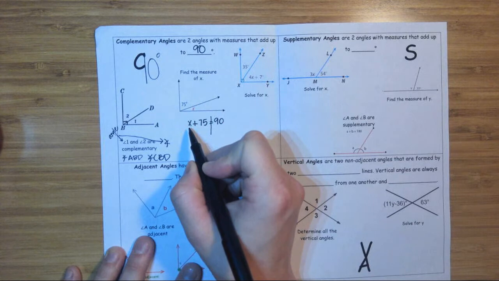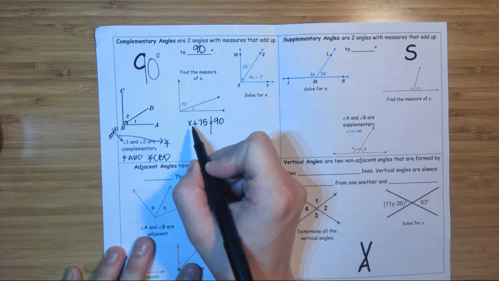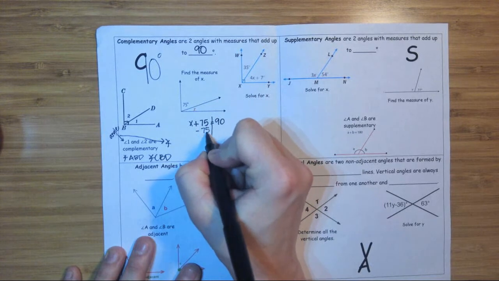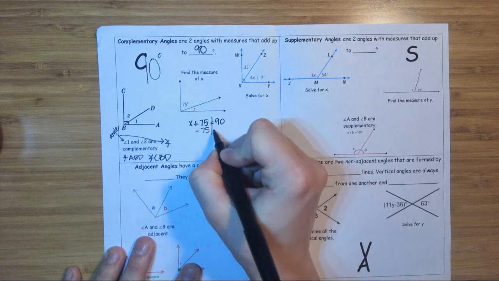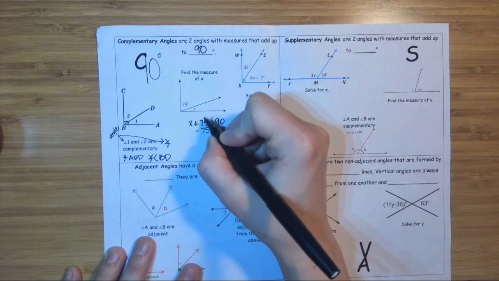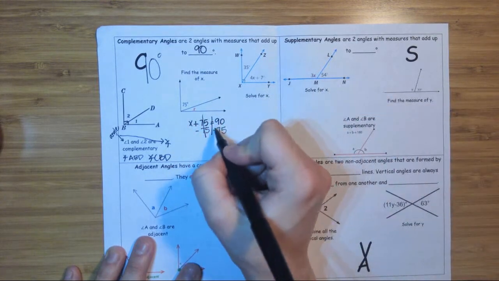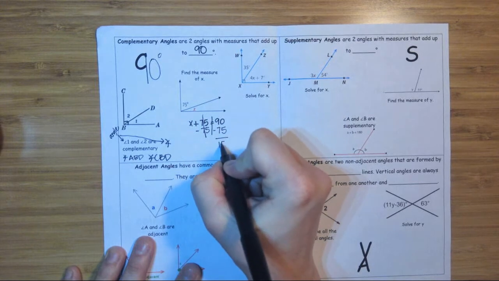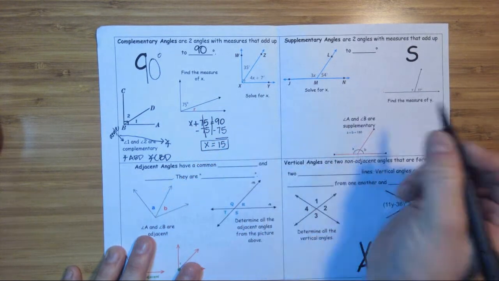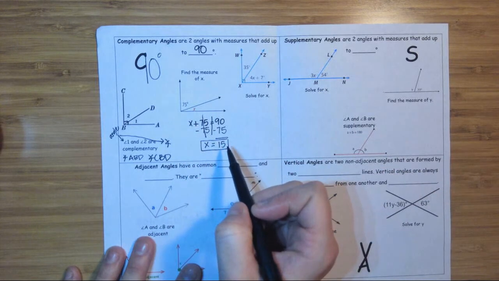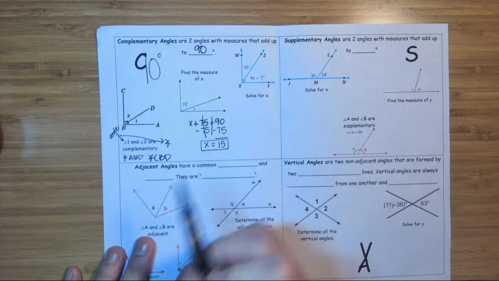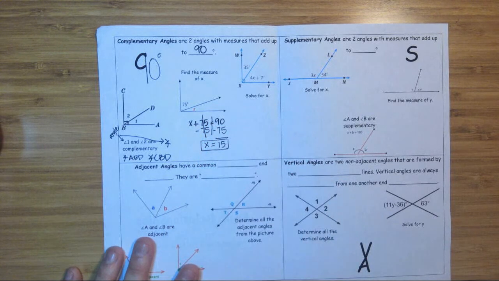So I'm going to do the inverse operation. That's the opposite. The opposite of adding 75 is subtracting 75. And what I do to one side, I have to do to the other. These 75s cancel because 75 minus 75 is 0. And then 90 minus 75 is 15. So X equals 15. I can check it by plugging it back in. 15 plus 75 should equal 90, and it sure does.